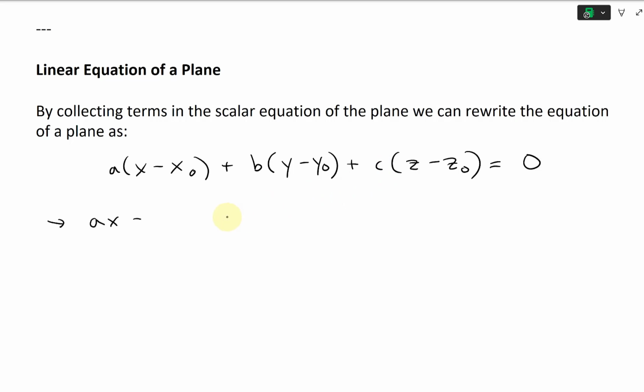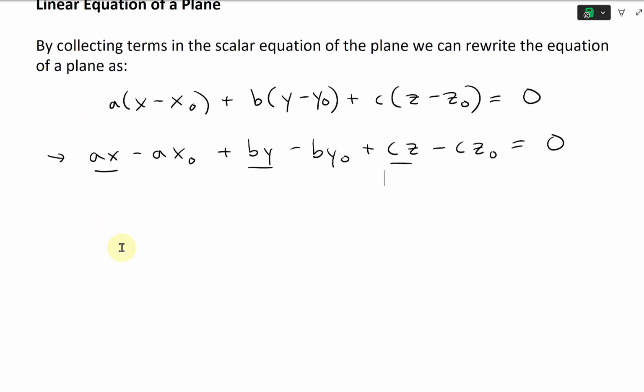It's going to be ax minus ax naught, and then plus by minus by naught, and then, erase this. All right, it's going to be plus c times z minus c z naught. This equals 0. So we're going to collect all the like terms, move all the variables x, y, z all together. So that's just going to be ax plus by plus cz.